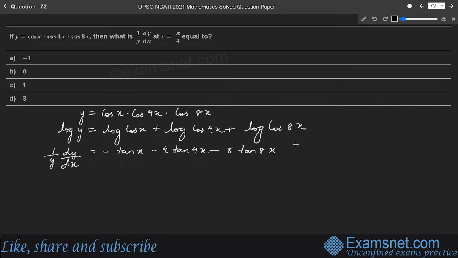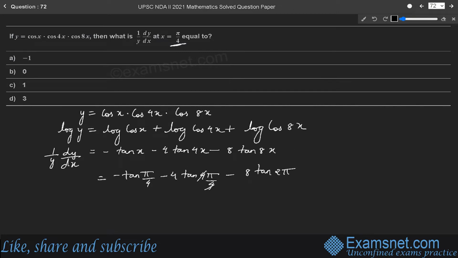So now we have to put x is equal to pi by 4. So putting x is equal to pi by 4, it will be minus tan pi by 4, minus 4 tan 4 pi by 4, which means 4 tan pi. Similarly, minus 8 tan 2 pi.